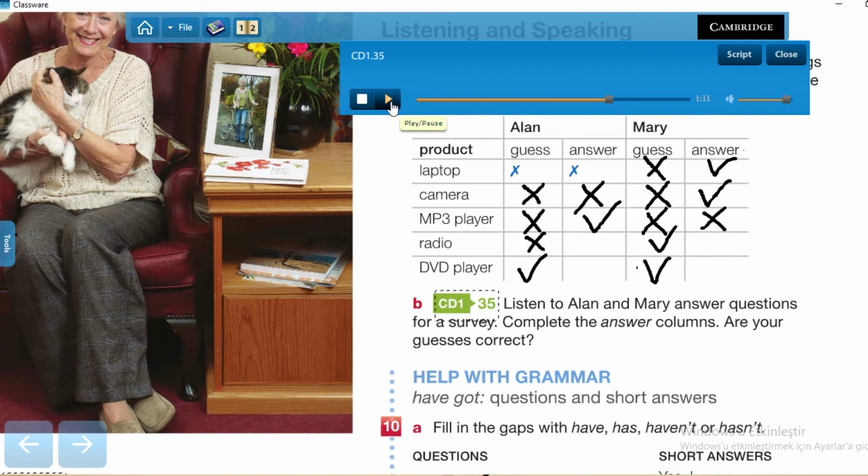Has Alan got a radio? No, he hasn't because he listens to music on his mobile phone. So, that's right for me. My guess is right. How about for Mary?